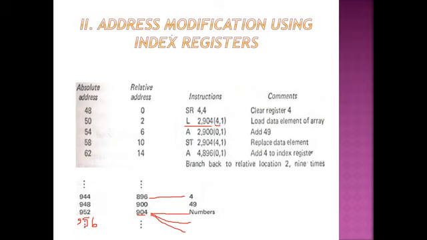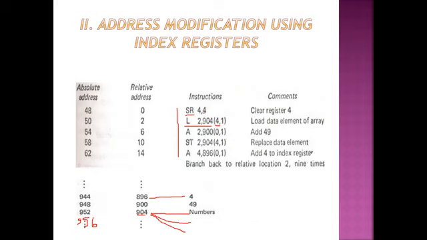So here is the complete code. Whatever I told you now is the concept; the complete code is here. SR is subtraction: subtract register 4 by register 4. It is just used for clearing register 4. So R4 minus R4 is 0. We are just clearing register 4, that's it.